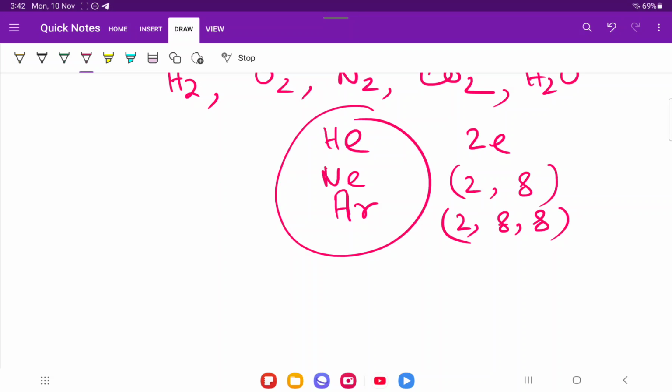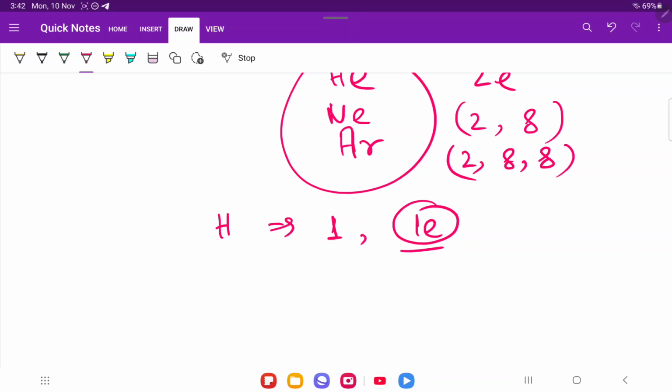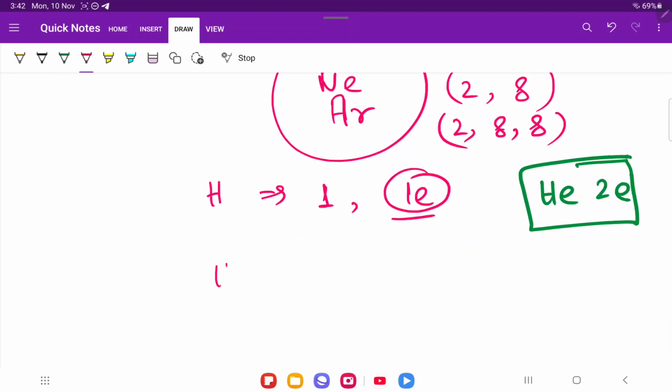If you see the formation of the hydrogen molecule, the atomic number of hydrogen is 1, so it has 1 electron. The nearest noble gas of hydrogen is helium, and helium has 2 electrons. So if hydrogen wants to become stable, it has to have 2 electrons. What it can do is this: two hydrogen atoms come together, discuss, and finally agree on one bond. That bond is basically the chemical bond.